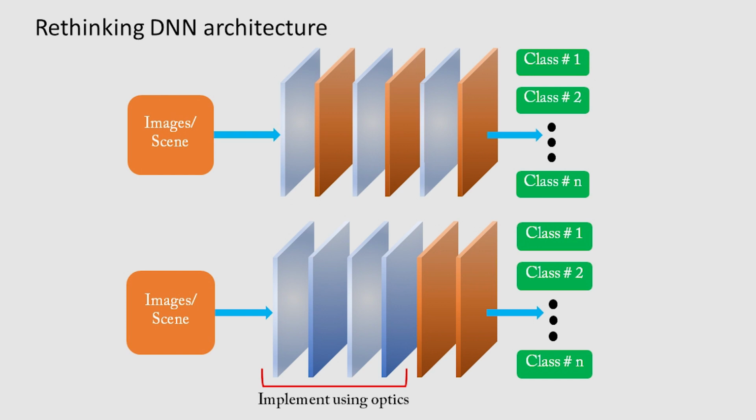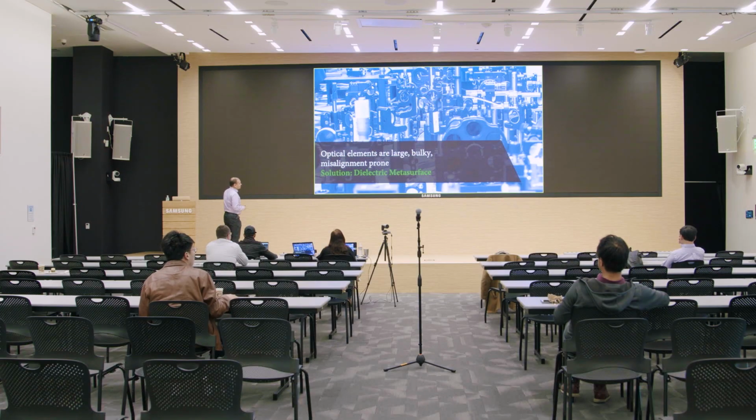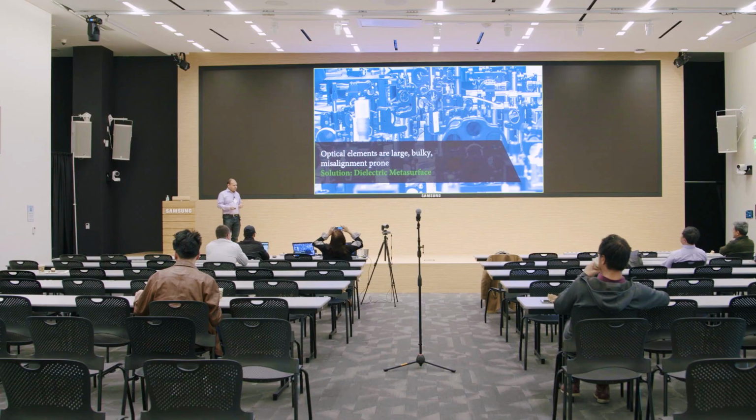Okay, but as we all know, optics are large, bulky, and misalignment prone. So this is actually an image of my lab. We know there are many, many optics. You have to align them precisely. These are pretty large. So how can we solve that? Okay? And similarly, how can we start designing these optics with almost wavelength-scale precision? And the answer that we think is the dielectric metasurface.